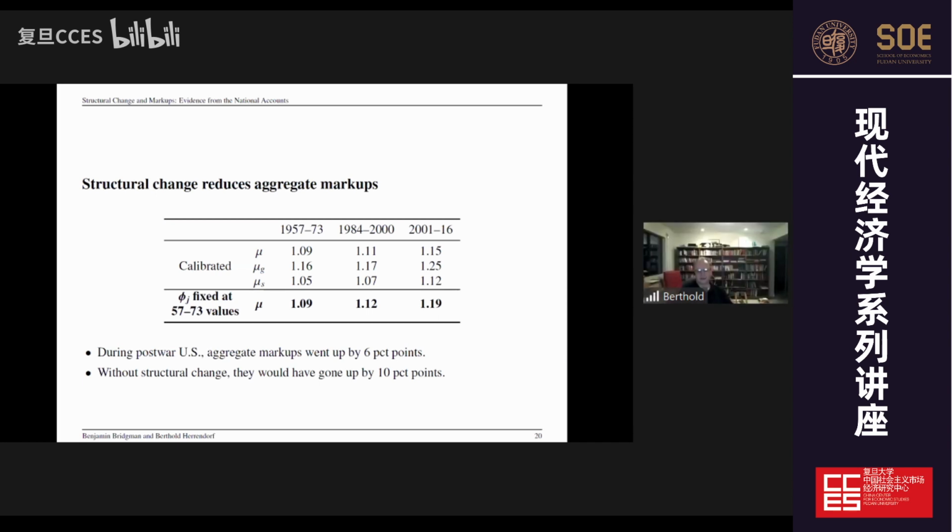Now, one thing I should say, if you don't trust the numbers for 57 to 73, notice the only really important thing is the phi's, which we fix. So if this column wasn't there, I don't care. Yeah, sure. Because you can still do the counterfactual. You say freeze the shares, 57 to 73, and then see how it affects our period here, 84 to 2000, 2001 to 16. Sure. So yeah, I should ask Ben about this.